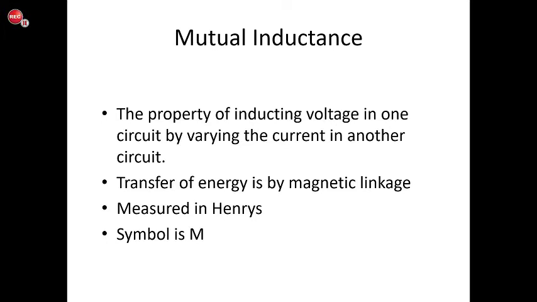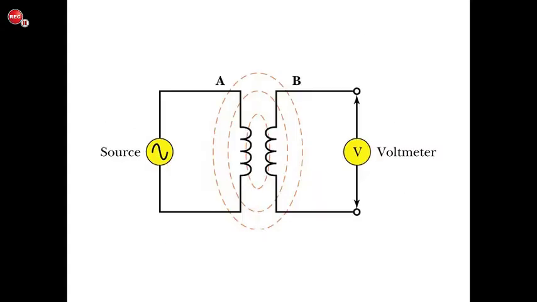Mutual inductance is measured in henries, just like inductance is, and the symbol for mutual inductance is M, as opposed to L, which stands for inductance. This is a simple circuit. This is the idea of a transformer and how it might work.